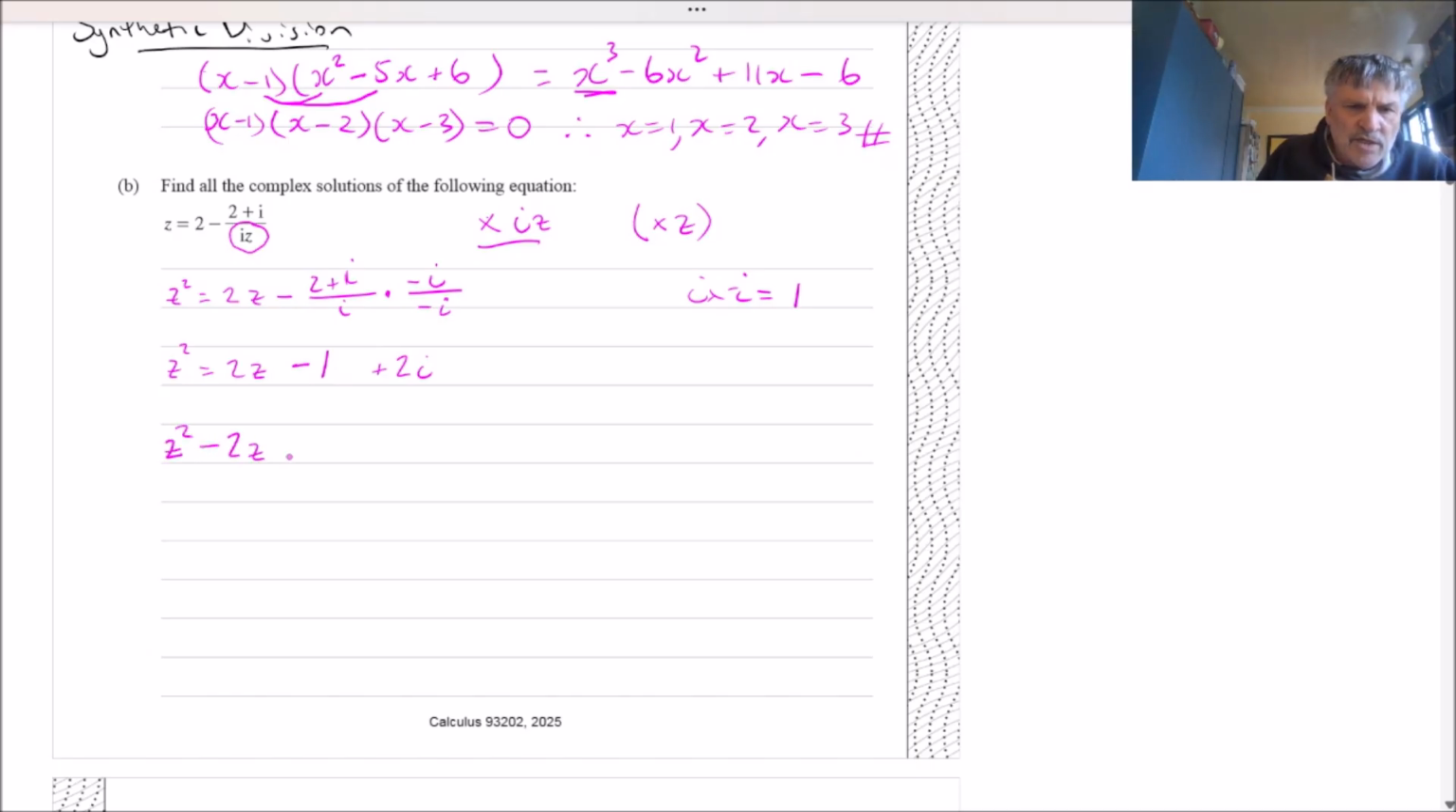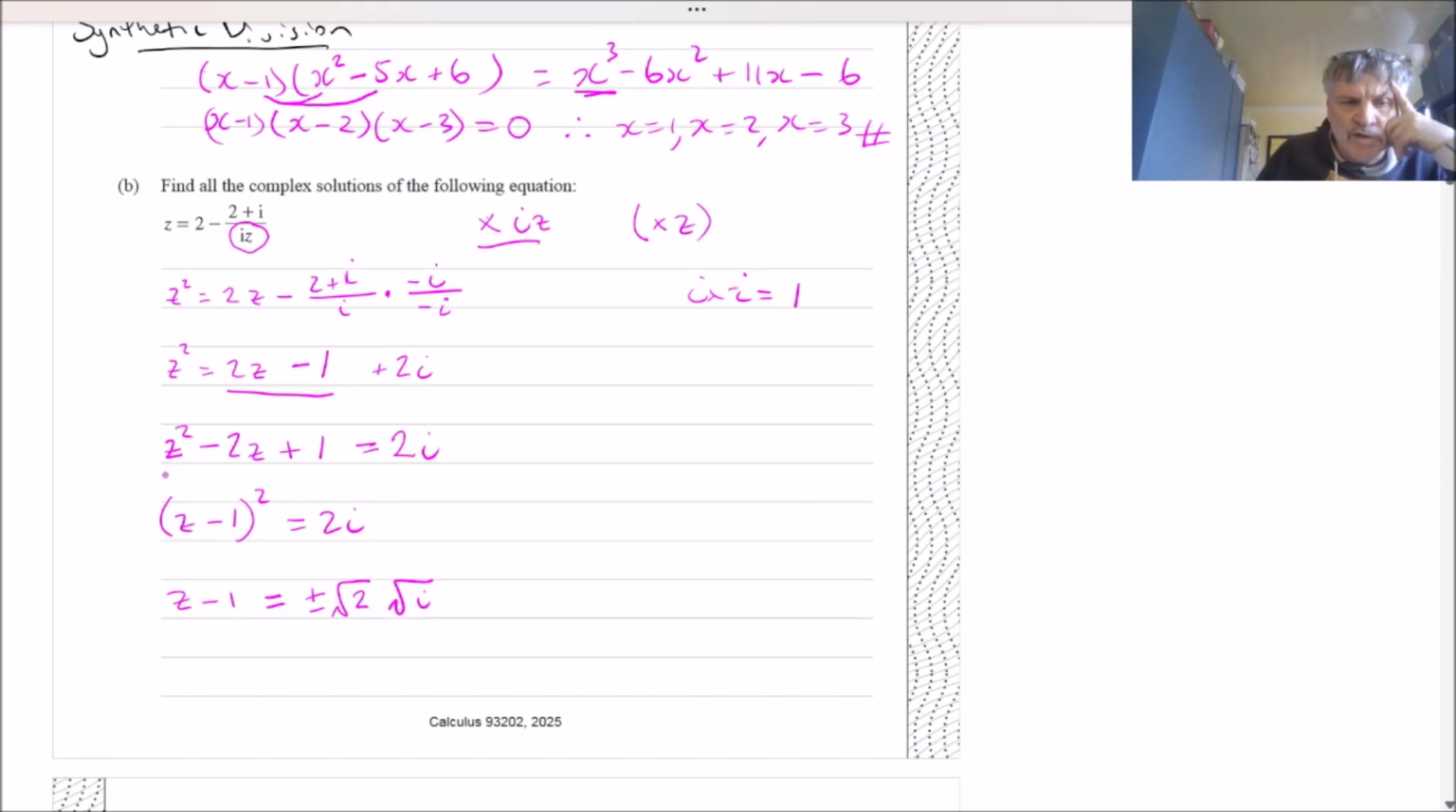Now, we might notice that if we put these two terms onto the other side, we've got a perfect square here. So I'm going to do that, and I'm going to leave 2i over on the other side. And this is z minus 1 all squared equal to 2i. And now we can take the square root. So z minus 1 is going to be equal to plus or minus the square root of 2 times the square root of i, if you like.